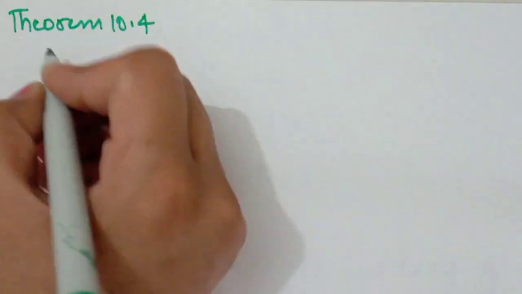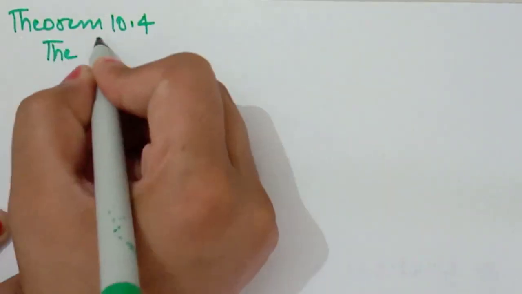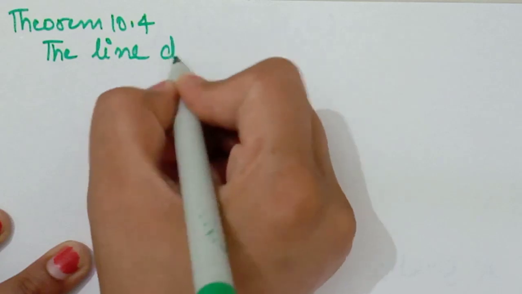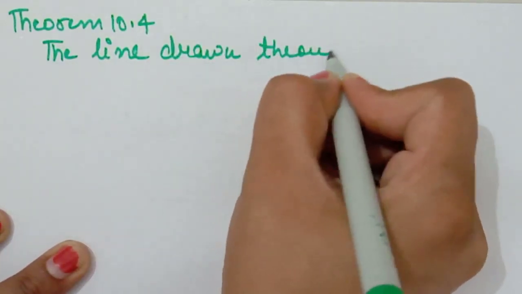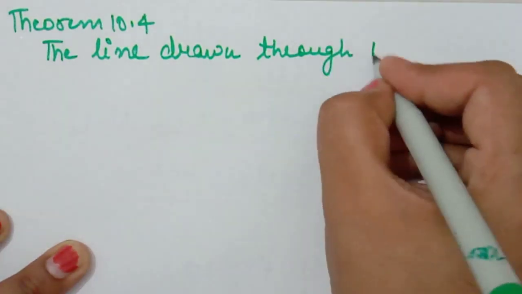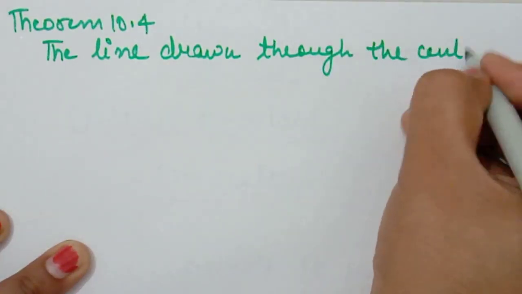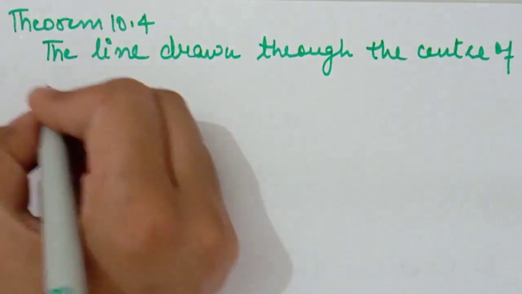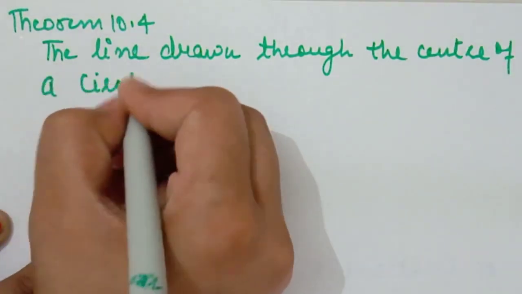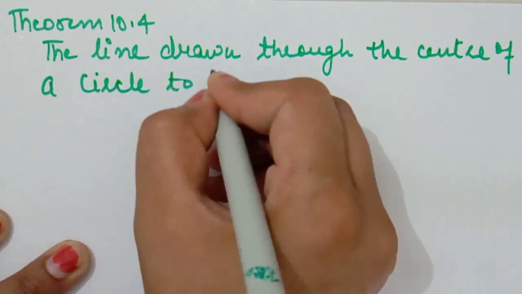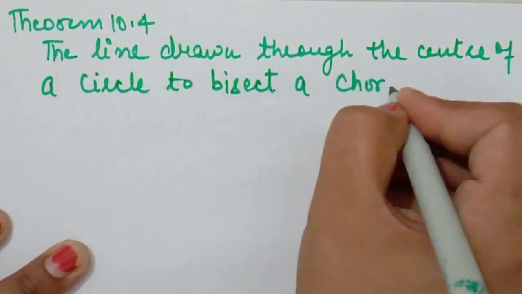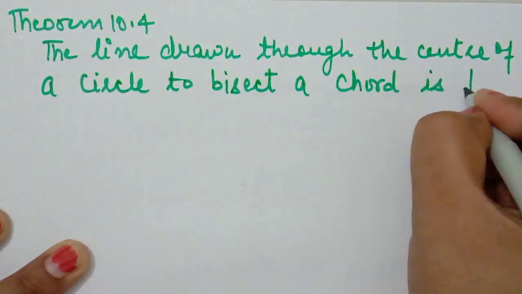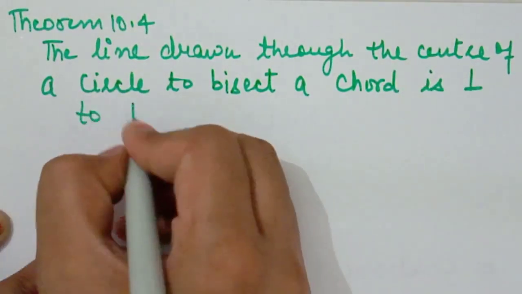Theorem 10.4. The statement of theorem 10.4 is: the line drawn through the center of the circle to bisect a chord is perpendicular to the chord.